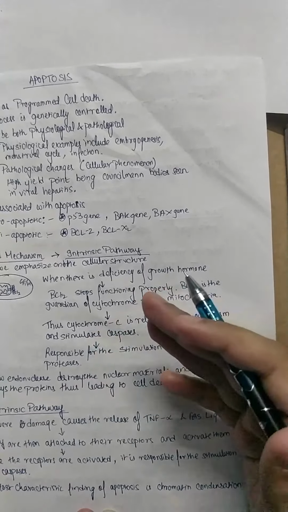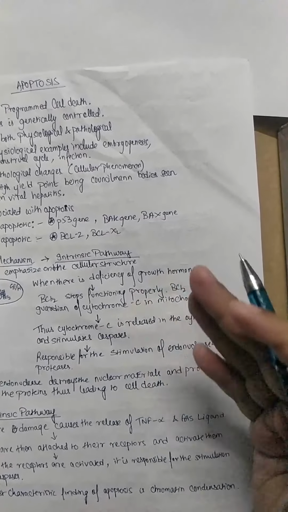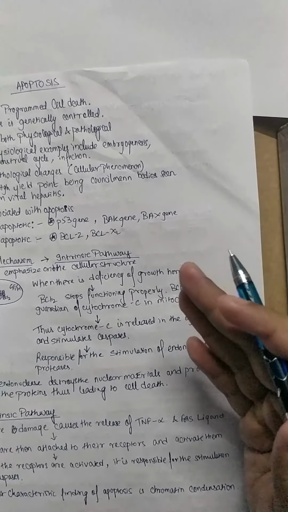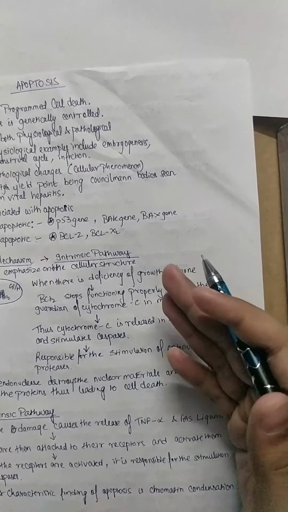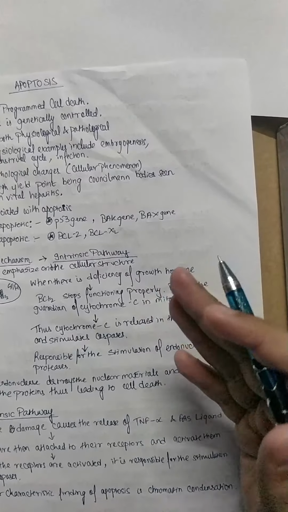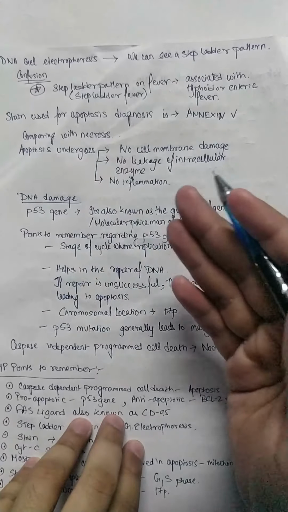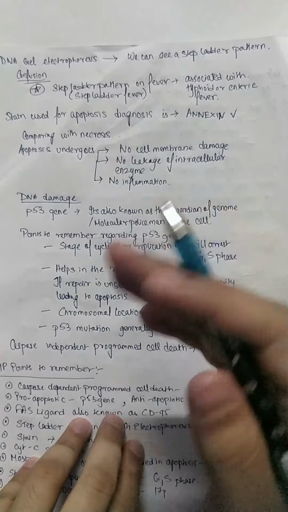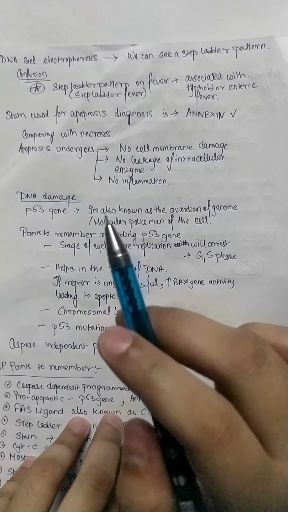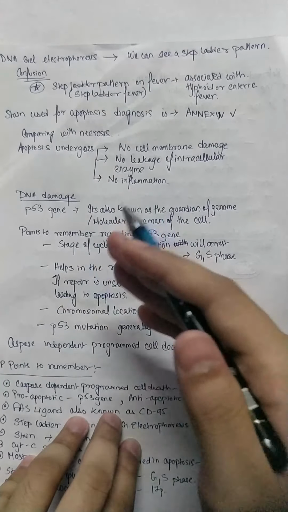Now there is an important point which I am going to talk about: the most characteristic finding of apoptosis is going to be chromatin condensation. So if you see chromatin condensation, you can surely say that the cell has undergone apoptosis. The next thing I'm going to talk about is DNA gel electrophoresis and what we can see as a result. If gel electrophoresis is done of an apoptotic cell, we can see a step ladder pattern.